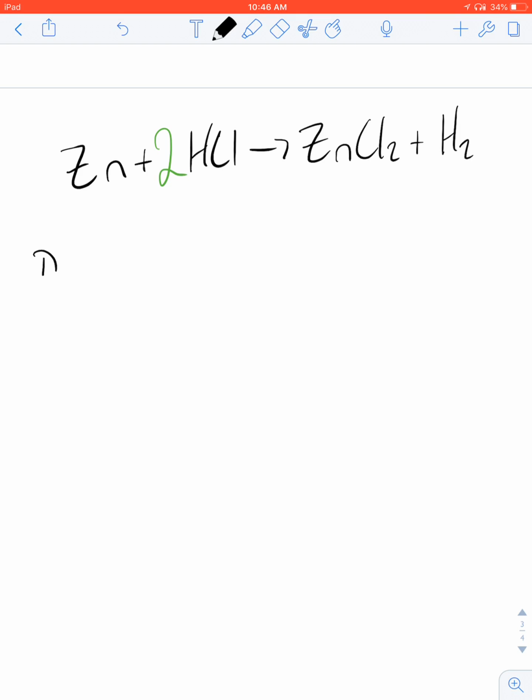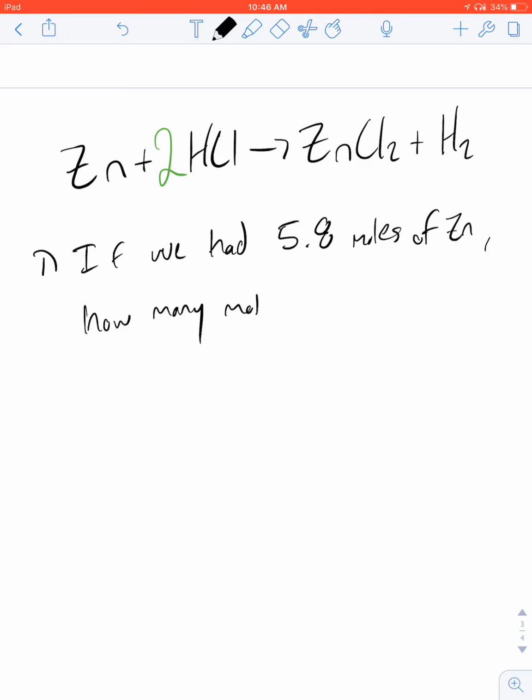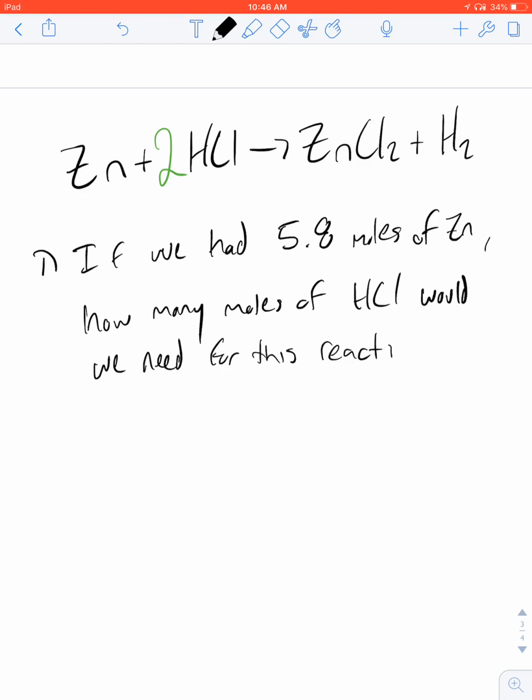Let's put number 1. If we had, I don't know, 5.8 moles of zinc, how many moles of HCl would we need for this reaction? All right, so this might be an example of a question you could receive.